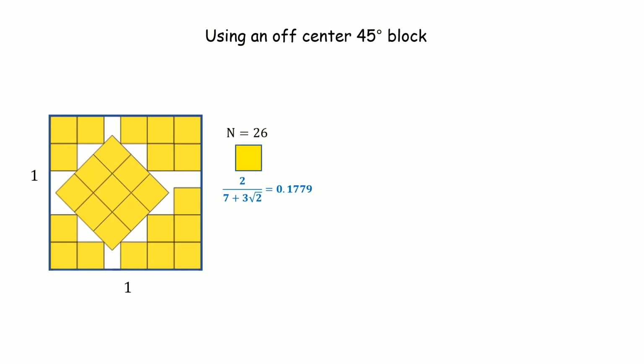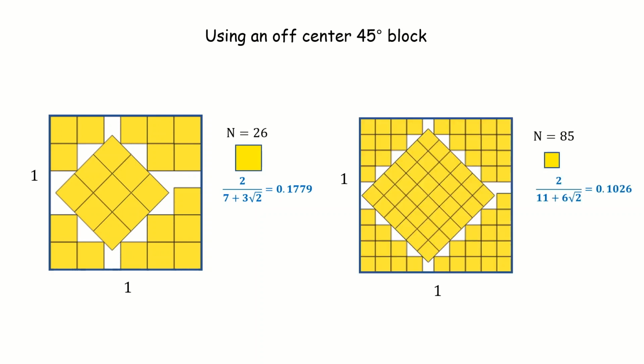The 45-degree angle block doesn't have to be exactly in the center. You can use an off-center block. For example, the case for 26, the best solution is like this, as far as we know. And the case for 85 tiles, the best solution so far is like this. As you can see, the 45-degree block is not exactly at the center and is a bit off-center.